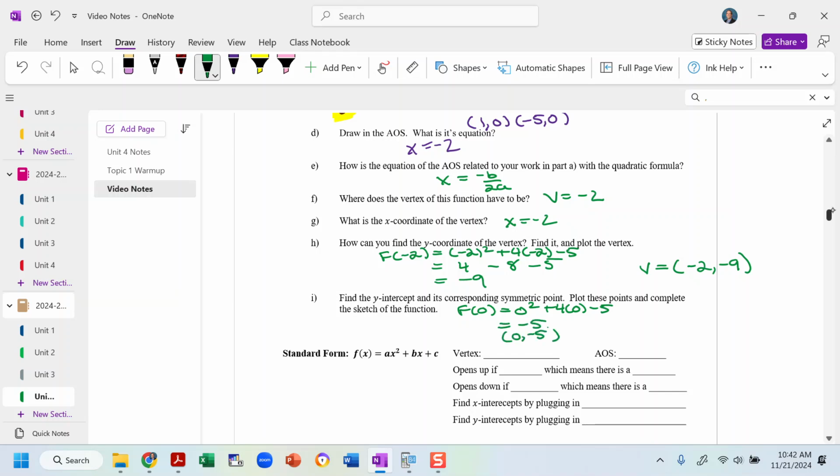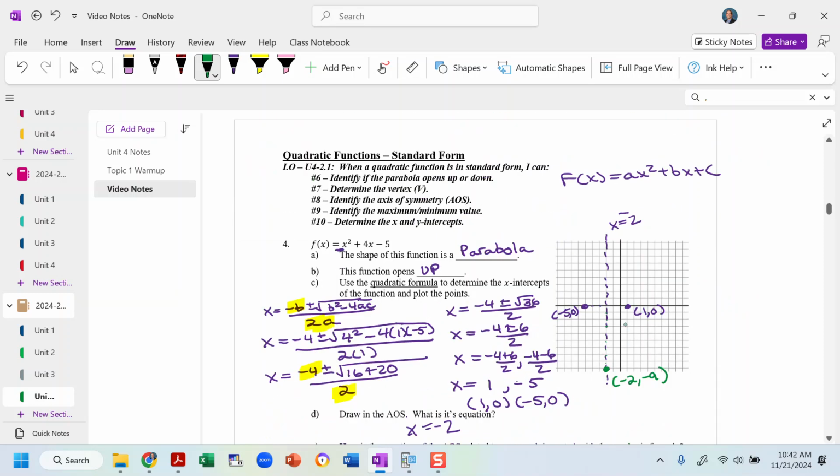And then that means that you can also go 2 spaces to the right at 4, negative 5. And then you graph your parabola.